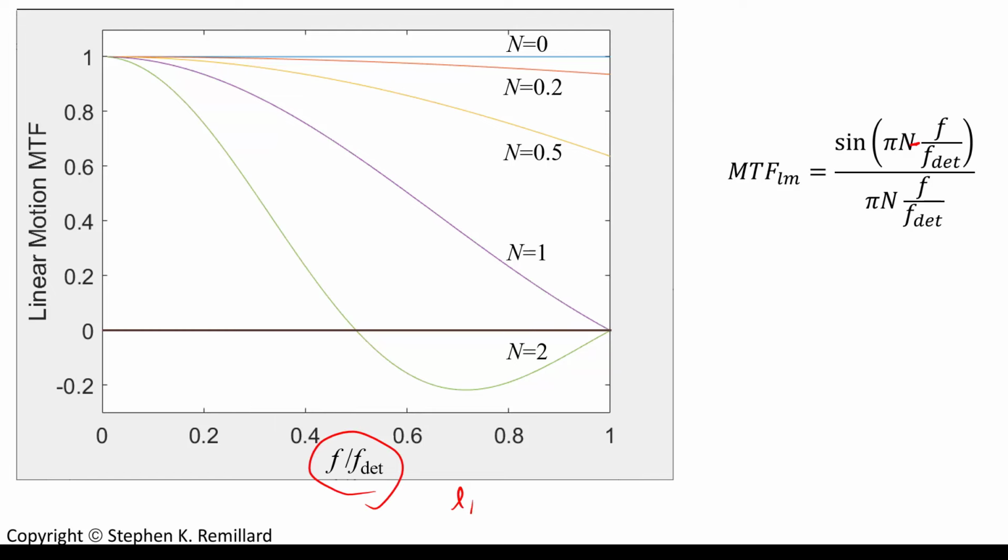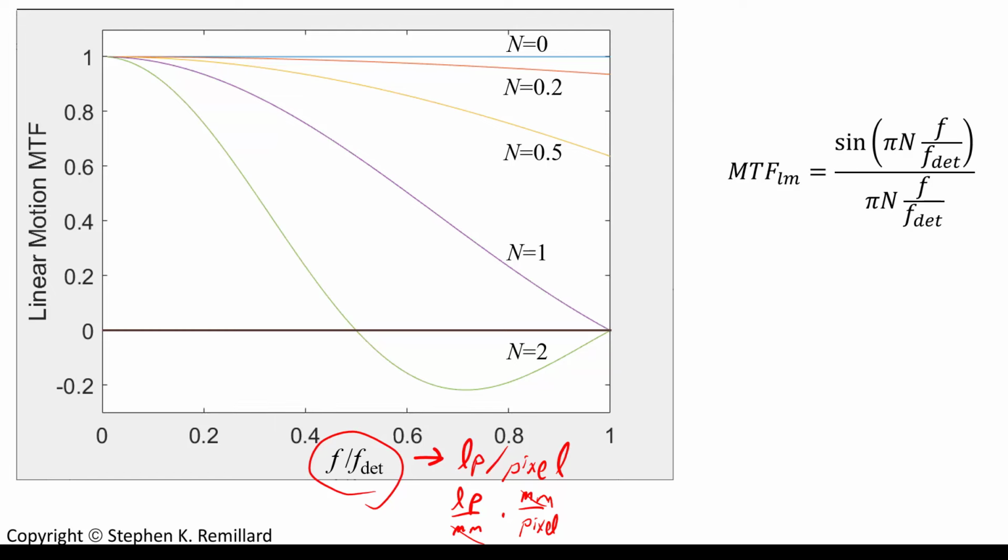F is line pairs per millimeter. 1 divided by the detector cutoff frequency is x sub p. It's millimeters per pixel. Cancel the millimeters. This is literally the line pairs per pixel. And that's why it's a useful normalization to use when looking at MTF, to get universal behavior like we're doing right now. When n equals 1, that's when the detector cutoff frequency equals the linear motion cutoff frequency, and that's where you are. If n is greater than 1, linear motion is really smearing your image.